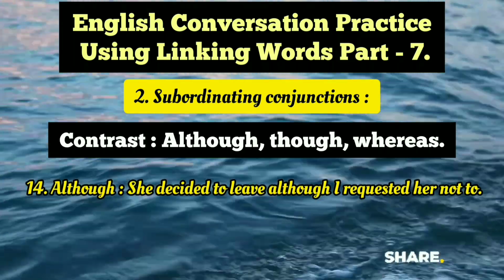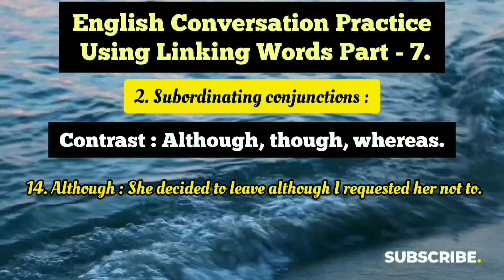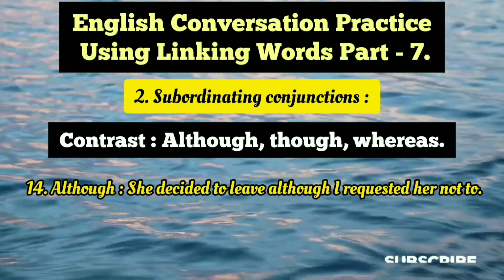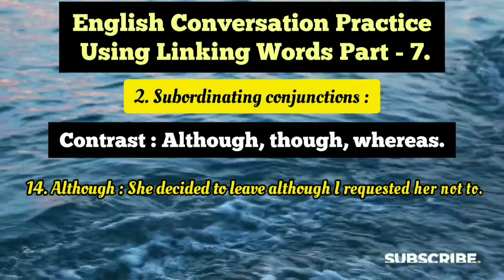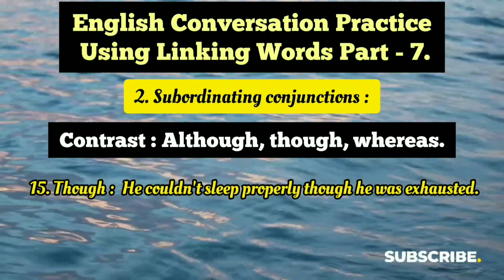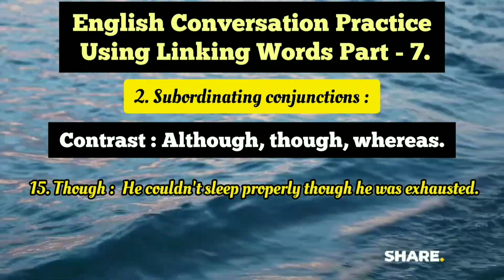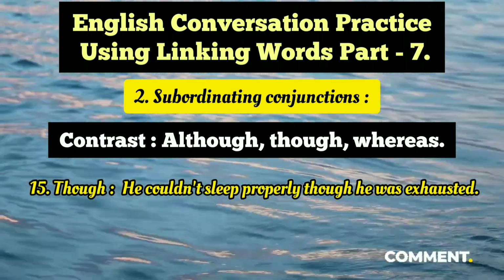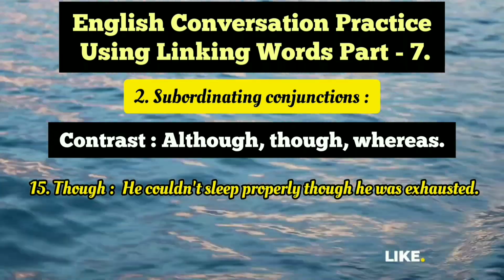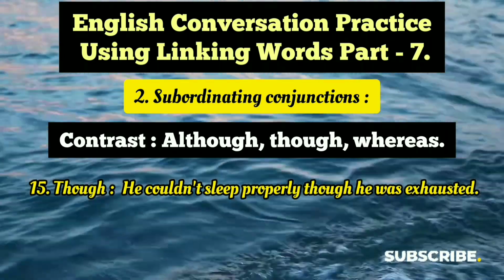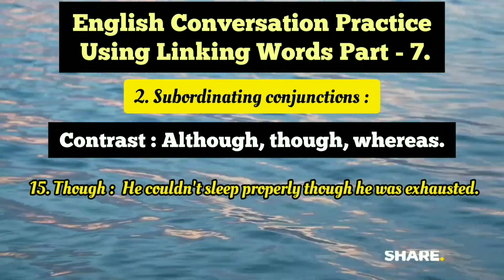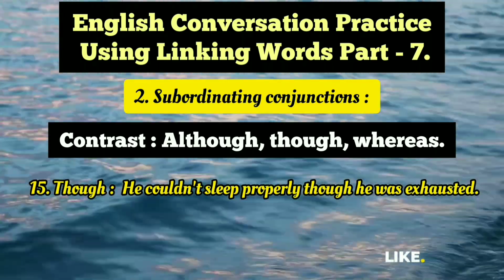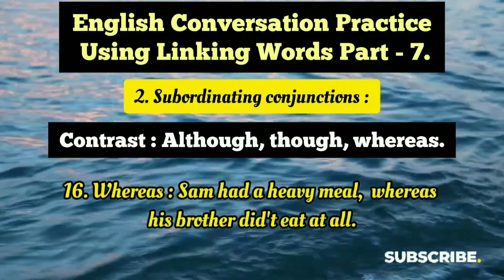So here I'm using although and joining. Although means here I'm talking about the contrast. So like this way you can use although. Similarly, the same function with though. As you see, it also talks about a contrast. He could not sleep properly though he was exhausted. Obviously he was exhausted means this is one aspect and he could not sleep is another aspect. Both are showing contrast, but I'm using though to join them. And the next and the last one is whereas.